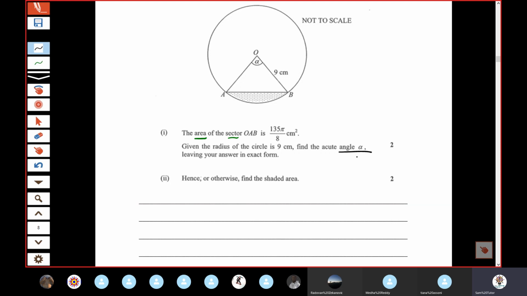When I find an angle, what would my pi be if there is still a pi? 180, if there is still a pi. Leaving your answer in exact form. All right, here we go.